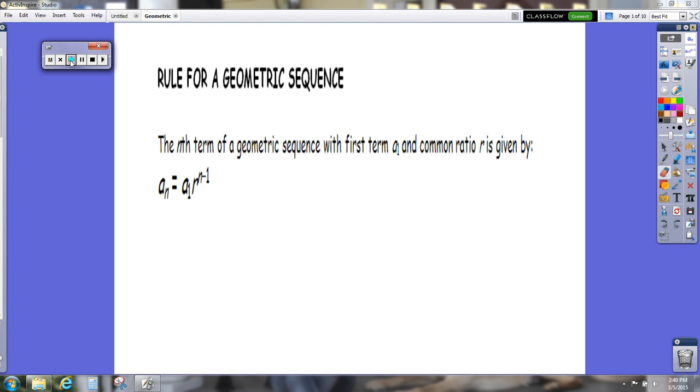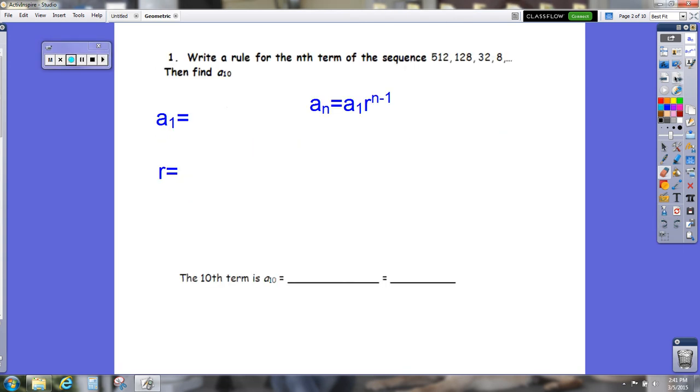The formula is a sub n equals a sub 1, which is the first term in your sequence, times the ratio, that's your common ratio, what number you're going to multiply or divide by each time, raised to the n minus 1 power. Here's our first example. Write a rule for the nth term of the sequence 512, 128, 32, 8, etc. And then we're going to find the 10th term.